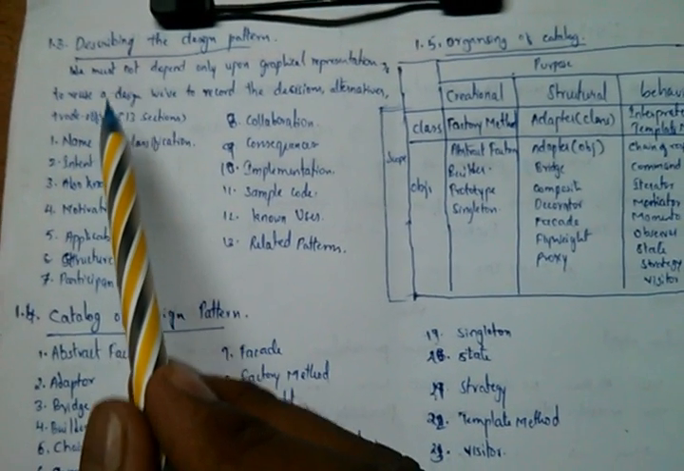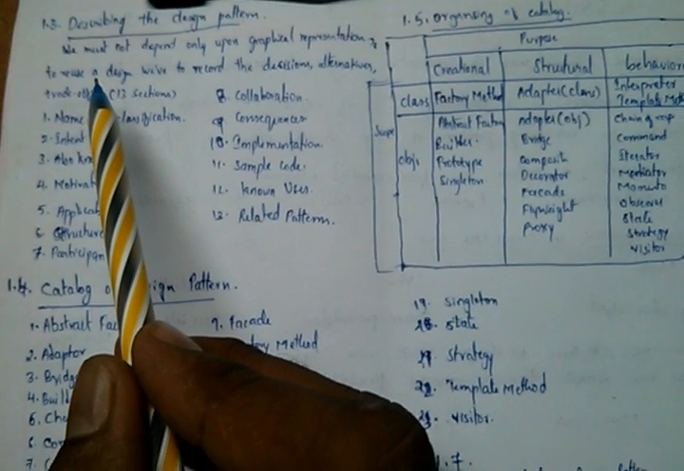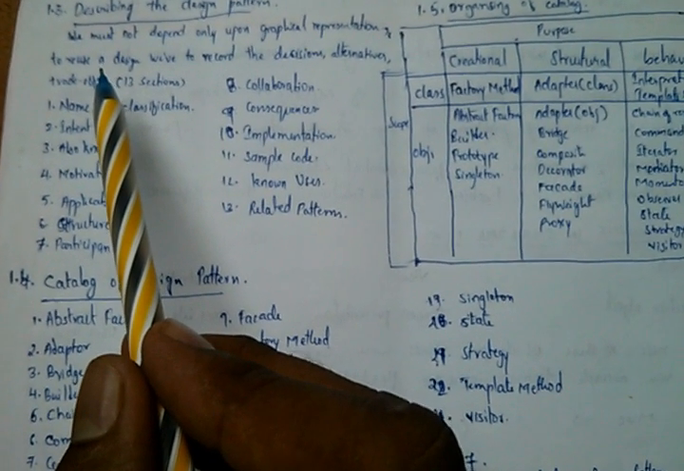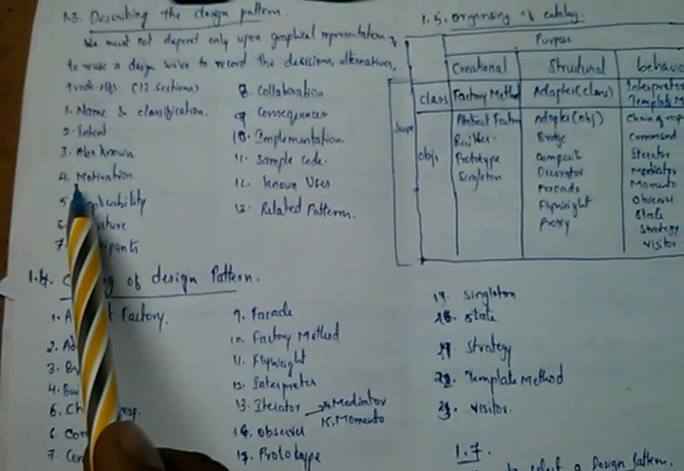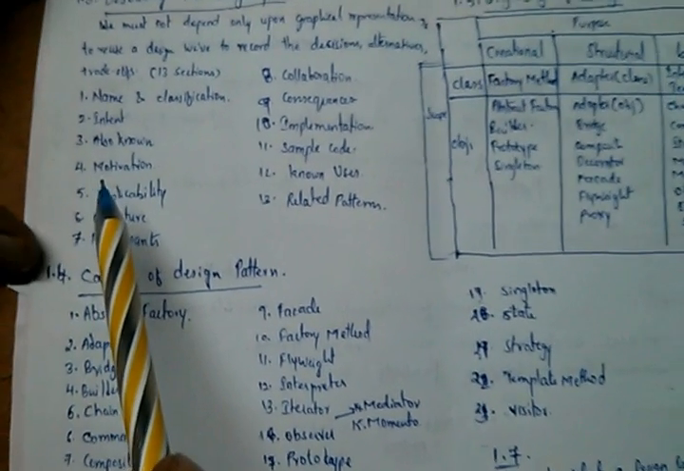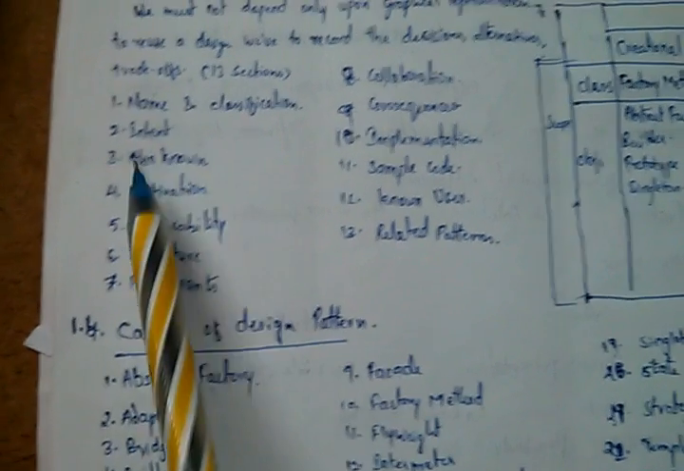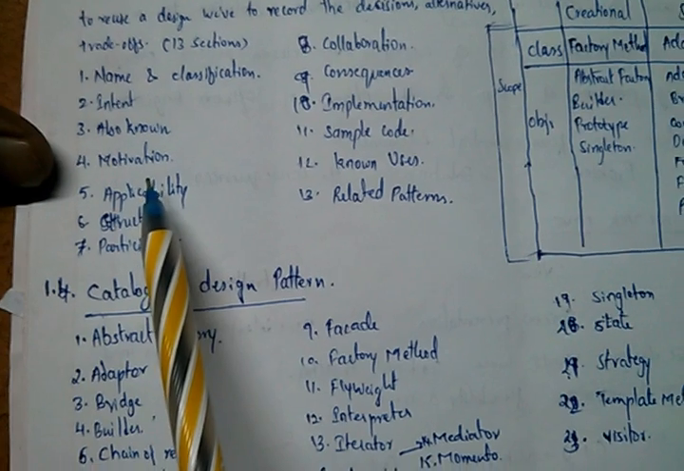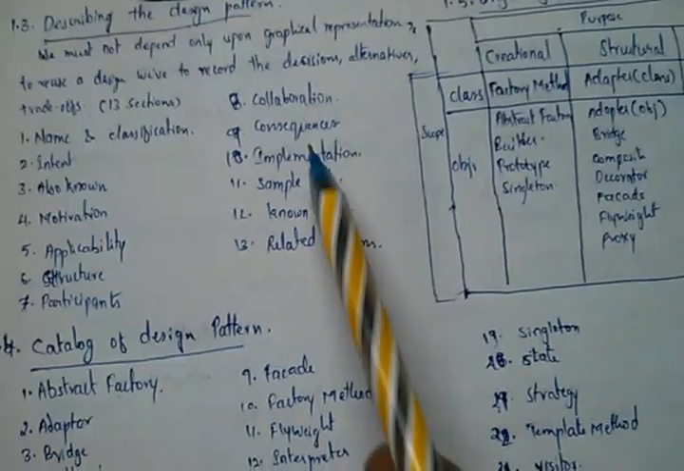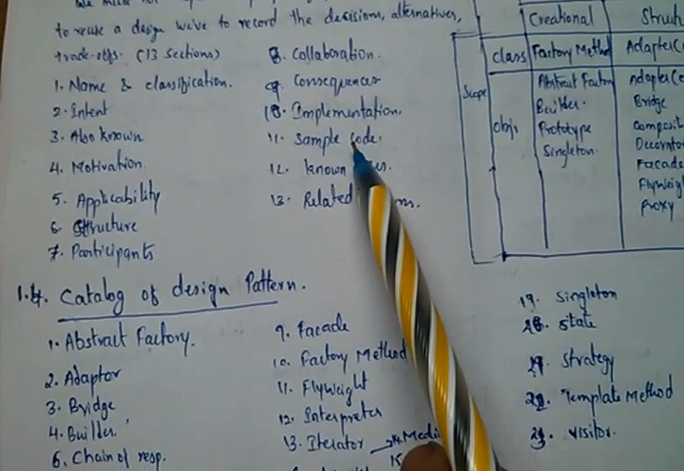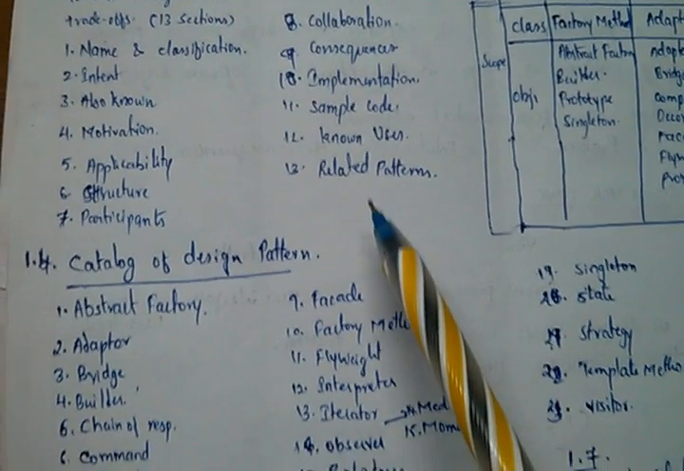Describing a design pattern, we must not only depend on the graphical representation, but we must also reuse a design and record the decision, alternatives, and trade-offs. The description of a design pattern includes only 13 sections, named as name and classification, intent, also known as, motivation, applicability, structure, participants, collaboration, consequences, implementation, sample code, known uses, and related pattern.